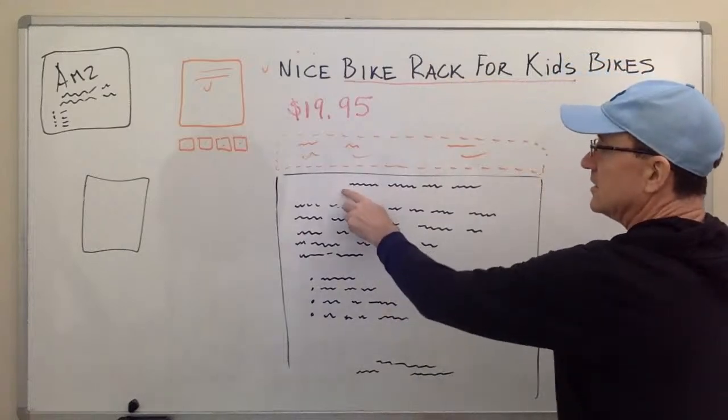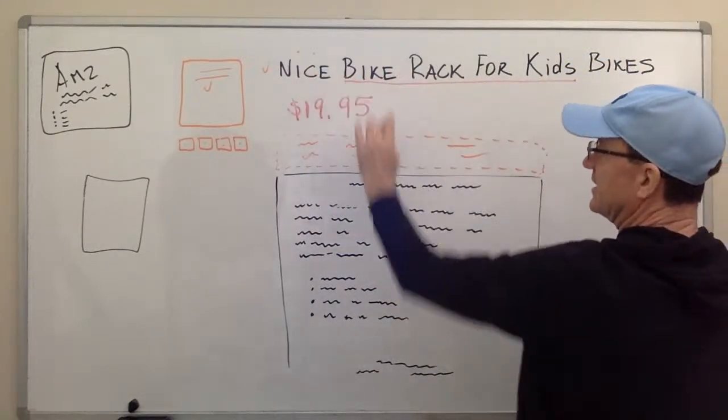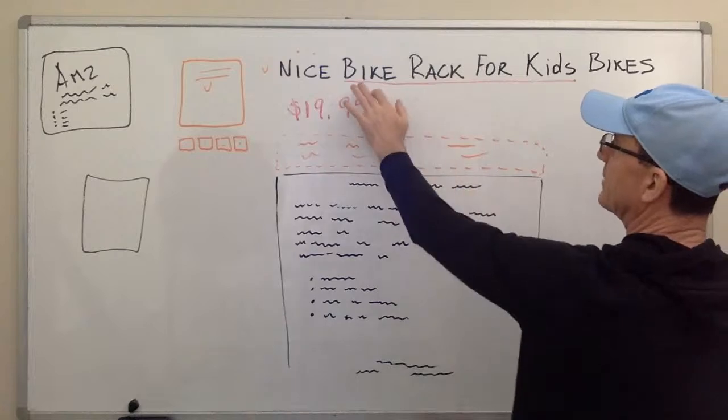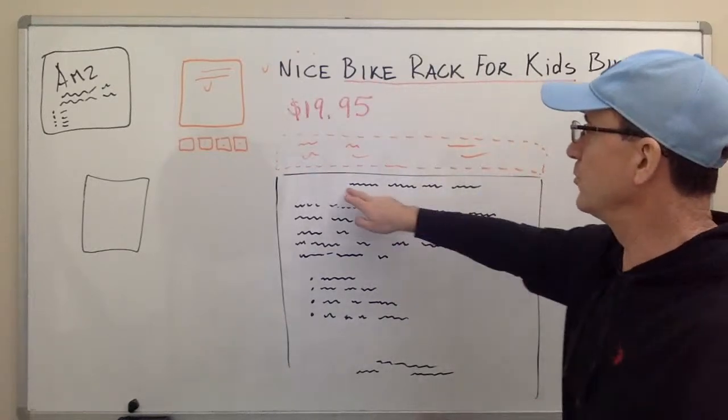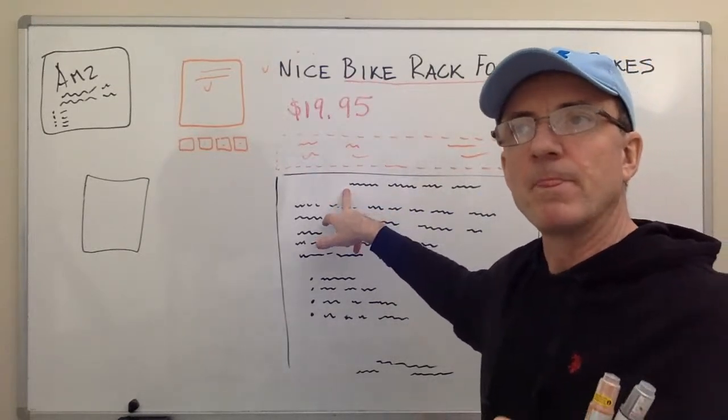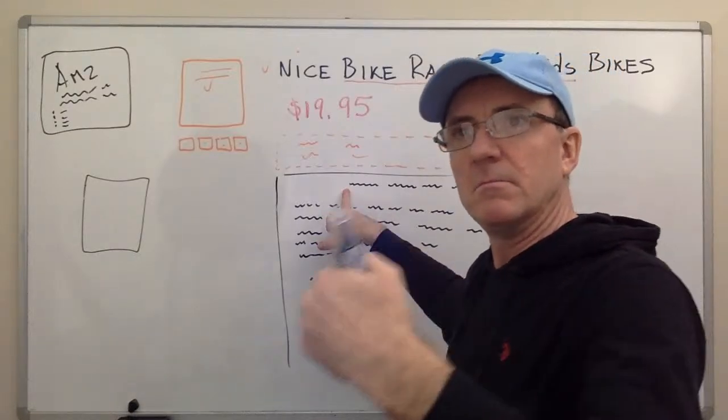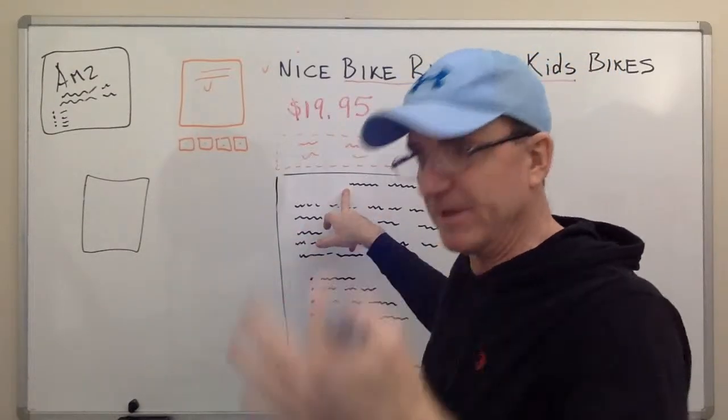Okay, so you start with, let's say here you will be putting something like bike rack for kids, or you can put here mobile bike rack for kids. I'm just making that up here, right?